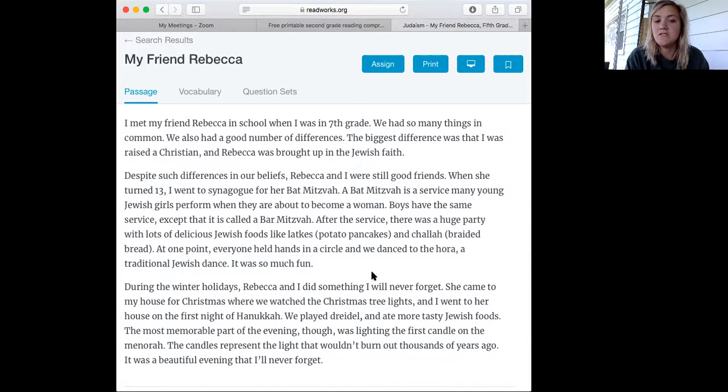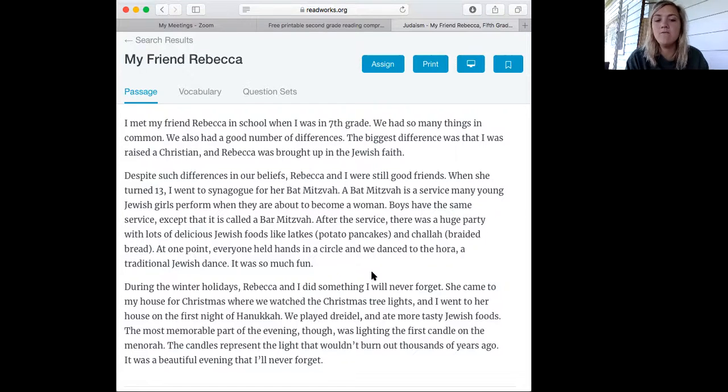When she turned 13, I went to a synagogue for her bat mitzvah. A bat mitzvah is a service many young Jewish girls perform when they are about to become a woman. Boys have the same service, except that is called a bar mitzvah. After the service, there was a huge party with lots of delicious Jewish foods, like latkes, which are potato pancakes, and challah, which is braided bread.